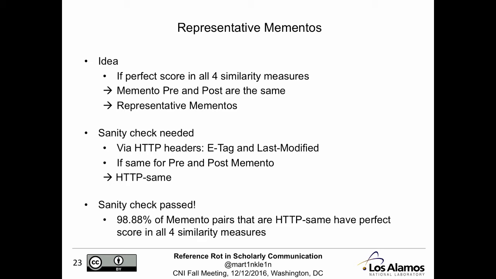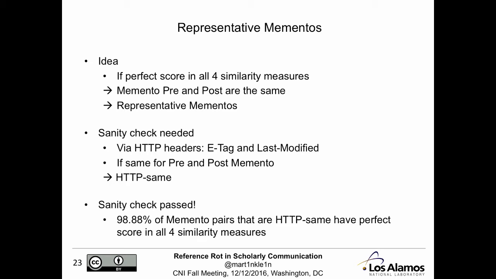And if that would be the case, if the memento pre and the memento post would score 100, a perfect score for all four similarity measures, then we would call them the same and hence representative of what the author initially intended. But we didn't quite feel comfortable with that, so we thought we'd go for a sanity check there.